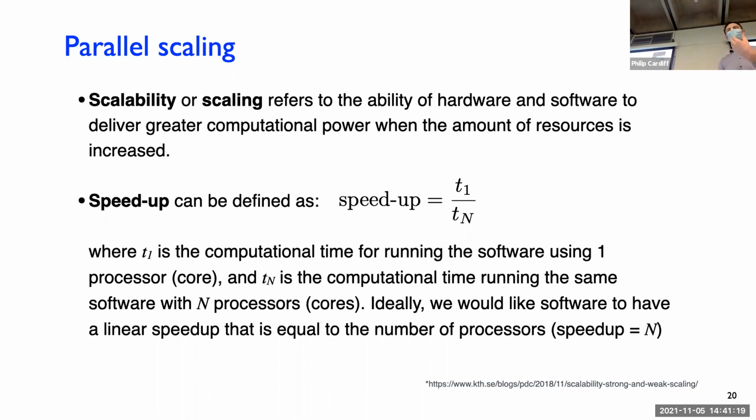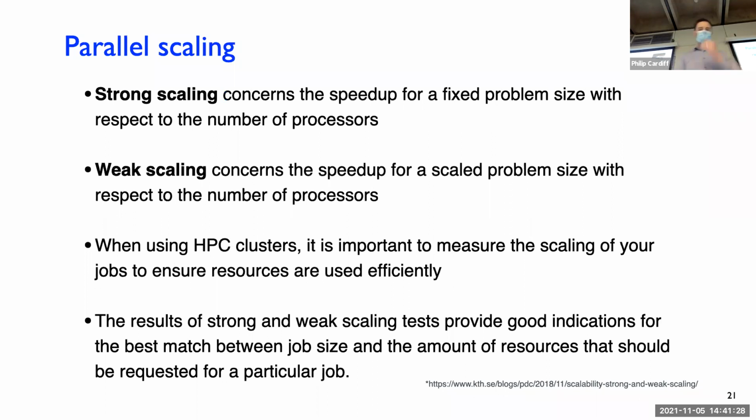So if I run at 40 cores, it might take 30 minutes. If I run at 80 cores, it might start to take 1 hour again. So you kind of have to be aware of where that ideal point is. And then there's this concept of strong scaling and weak scaling.